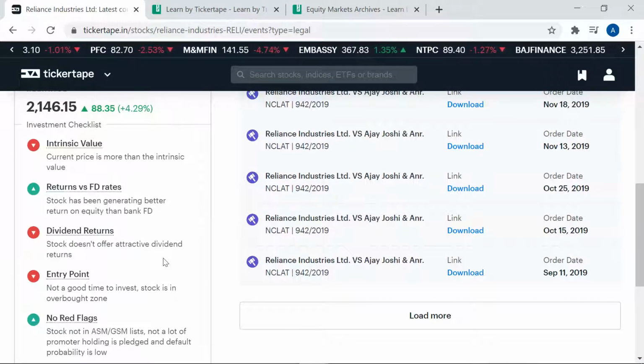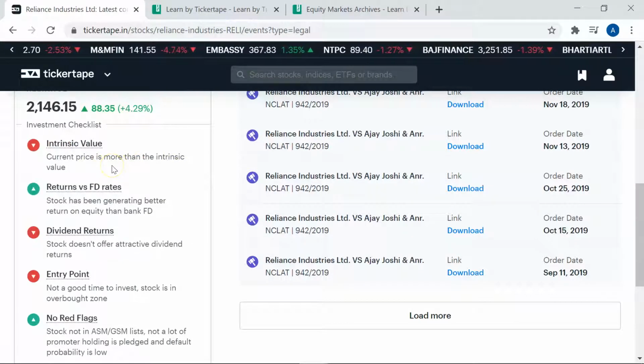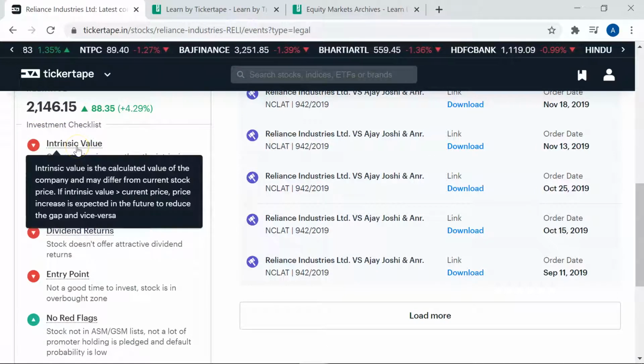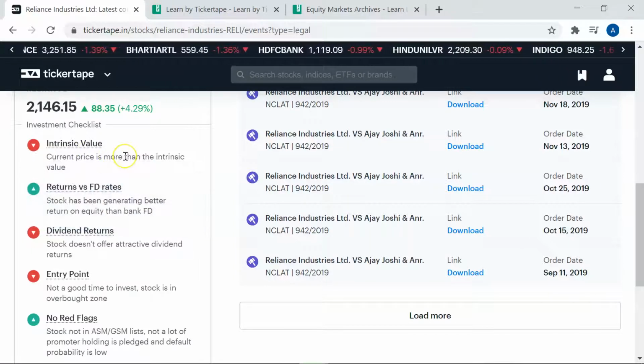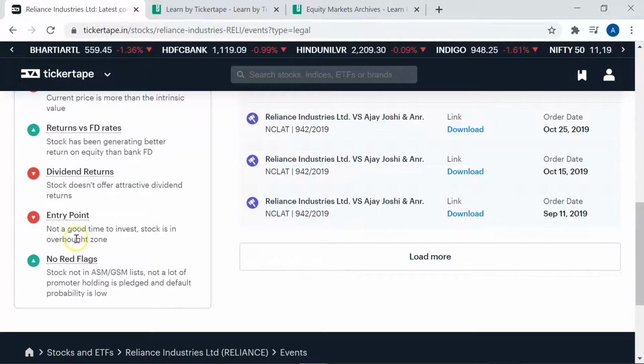1 point graph. For example, intrinsic value: current price is more than the intrinsic value. So it's better not to buy now, even though it is increasing. In the long run, there might be some price correction because it is currently overbought. So it is telling that the intrinsic value is the calculated value of the company and may differ from the current stock price. So if the current price is greater than the intrinsic value, please don't buy now. It's just a suggestion. So dividend returns, entry point: not a good time to invest because the stock is in the overbought zone.